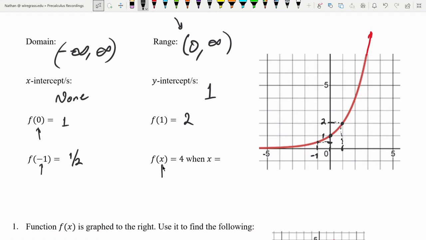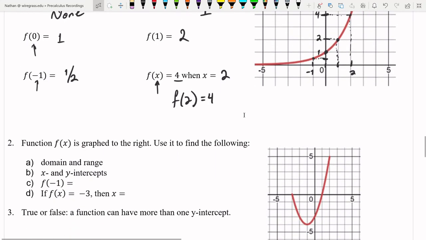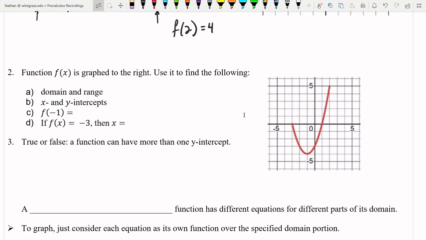Okay, what is the input when the output is 4? 4 is right here. We do not go left. There's no function over there. We go right. And that happens from an input of 2. So f of 2 equals 4. Okay, give it a try in number 2 and 3.